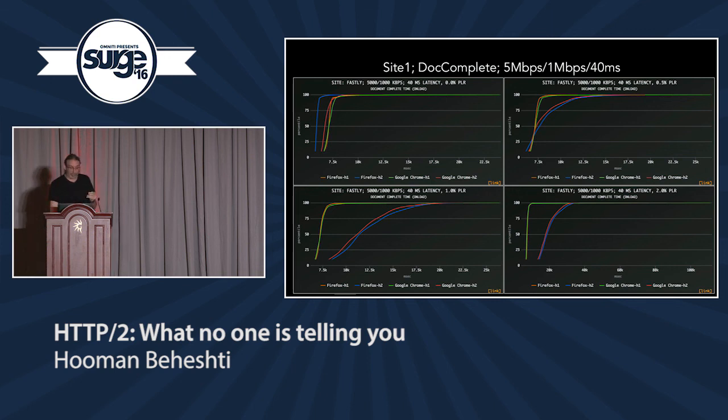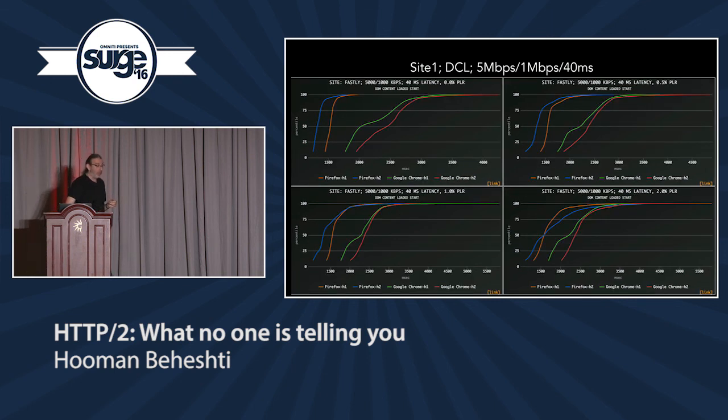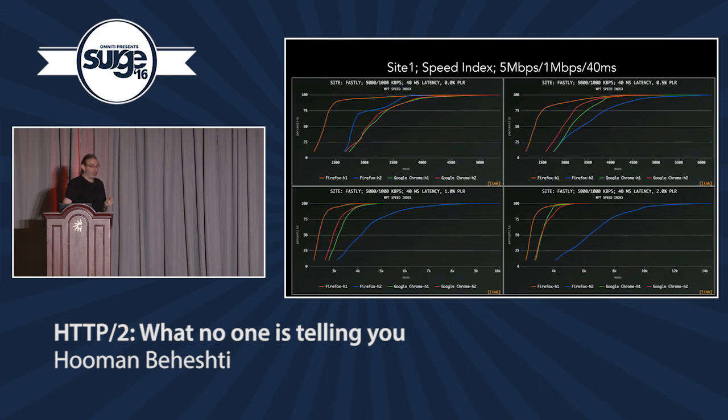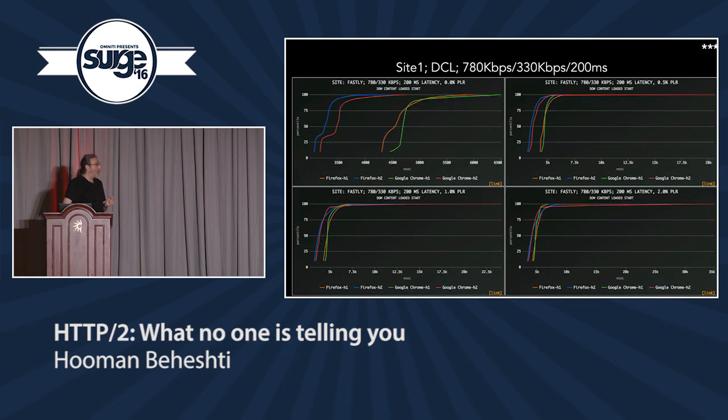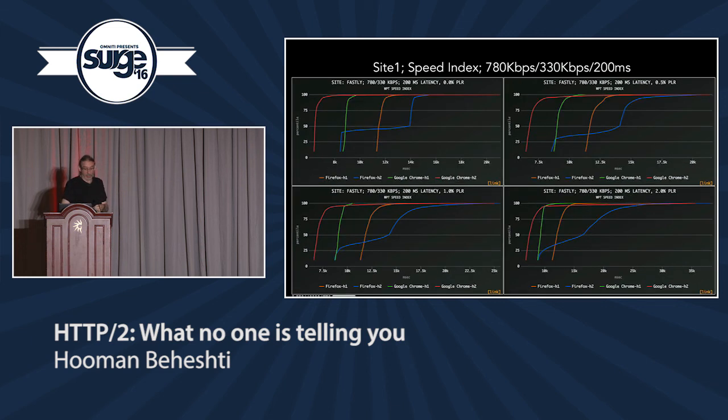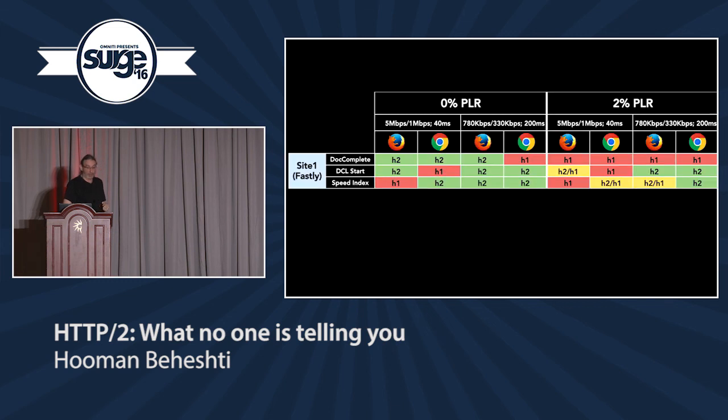So this is .complete time with broadband, DOM content loaded with broadband, speed index with broadband, .complete with 3G. This is DOM content loaded with 3G. Actually, in this case, if you look at the bottom right, H2 holds up okay. And speed index with 3G. Okay, that's too many lines. Let's sum it up. Here's the scorecard.